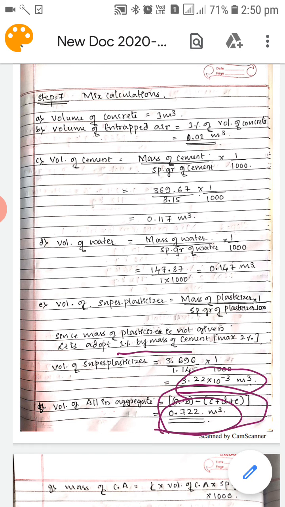Okay, so you already know concrete is a composition of all the ingredients such as aggregates, cement, water, superplasticizers, or you can say chemical admixtures and mineral admixtures. Here, from the total volume of the concrete I am deducting the volume of cement, water, and superplasticizer. Then I'll be getting the volume of the all-in aggregates, which I have got here as 0.722.